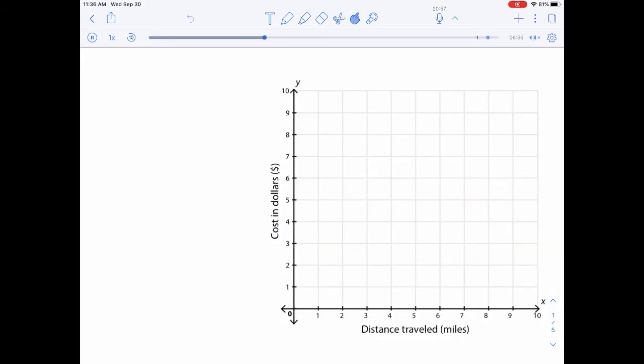Example 2. A taxi company in Kansas City charges $2.50 per ride plus $2 for every mile driven. Write and graph the equation that models the cost of a taxi ride. Use the slope and y-intercept to draw the graph.